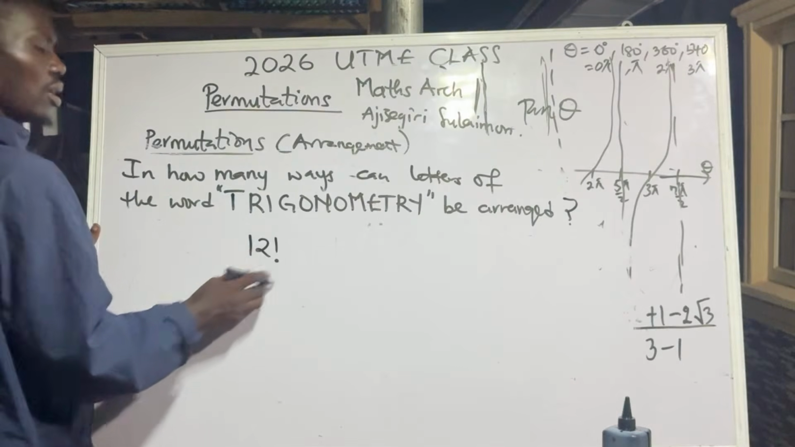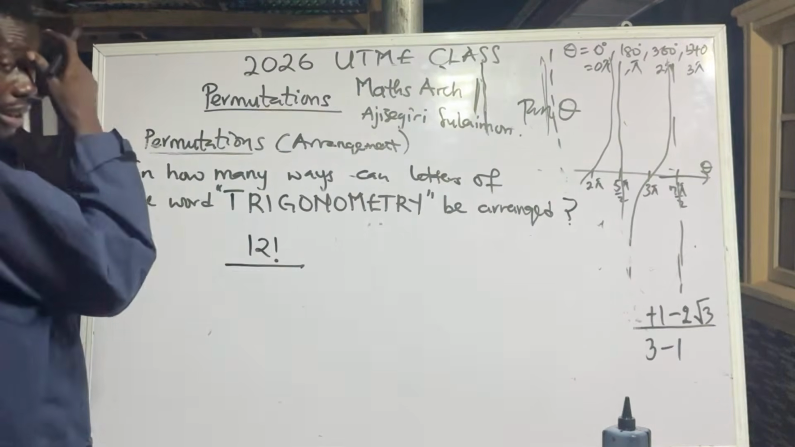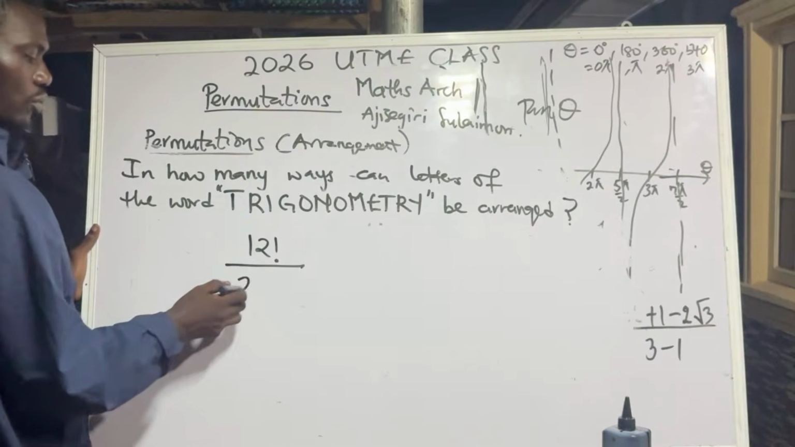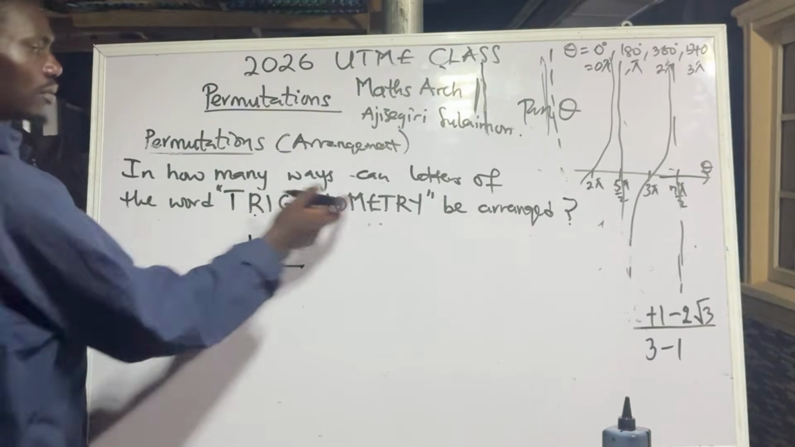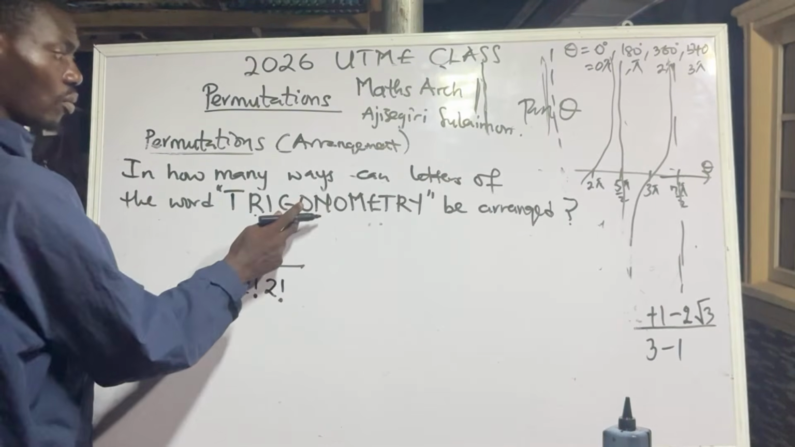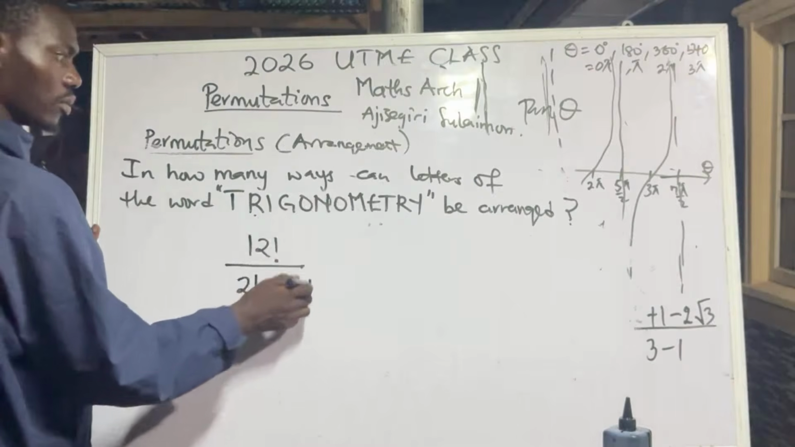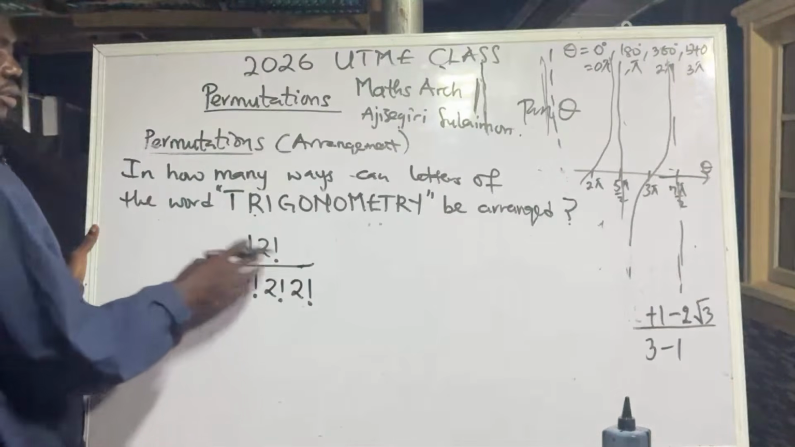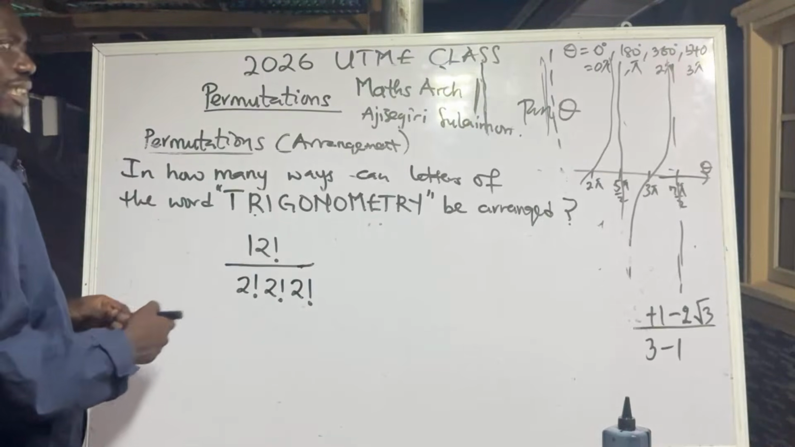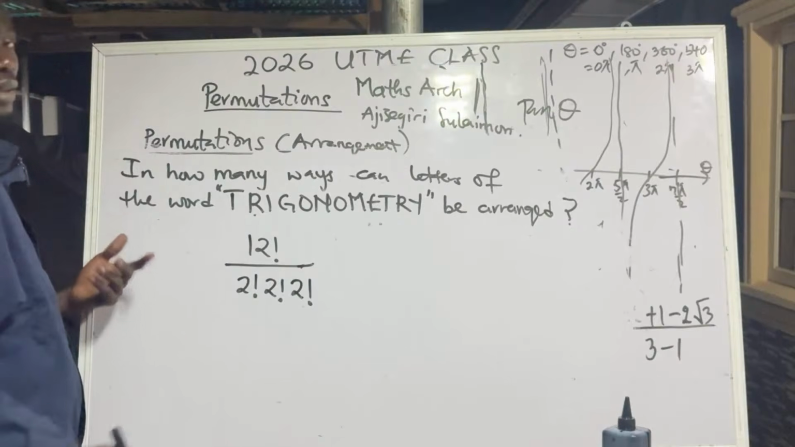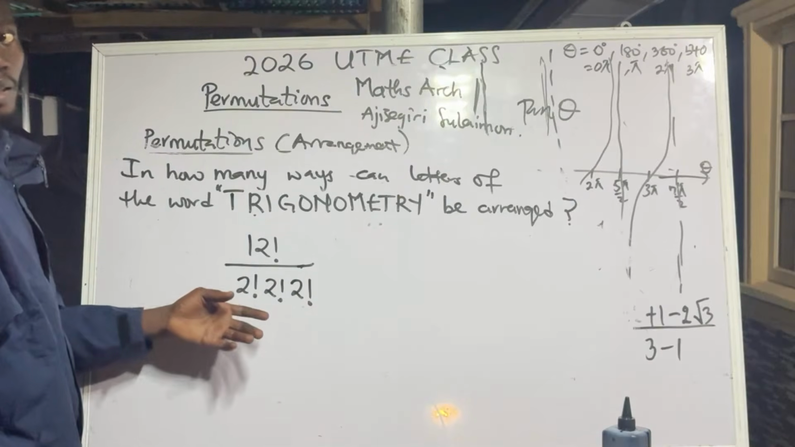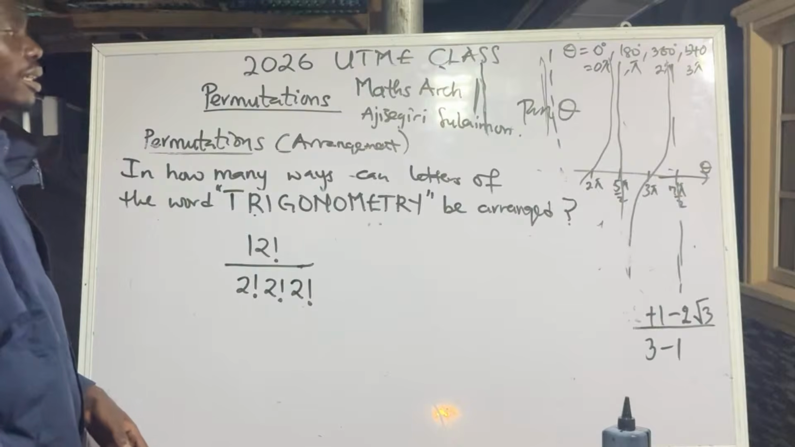That's 12 factorial. But because we have repetition of some letters, those letters are identical, so divide by 2 factorial and 2 factorial and 2 factorial for O. And that's the answer. So you just have to simplify it. Just check those letters that are repeated, and you put them under, with respect to the number of times the letter appears.